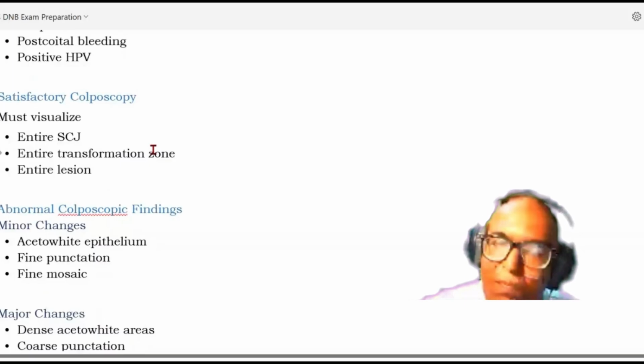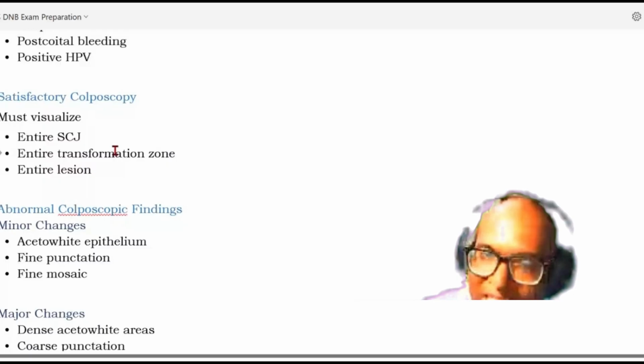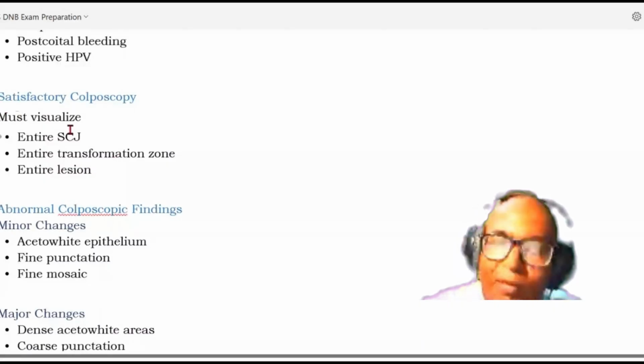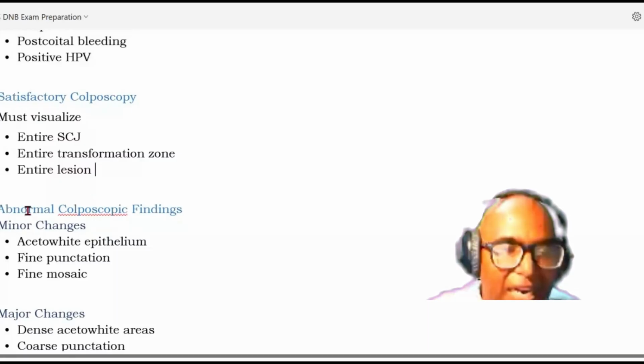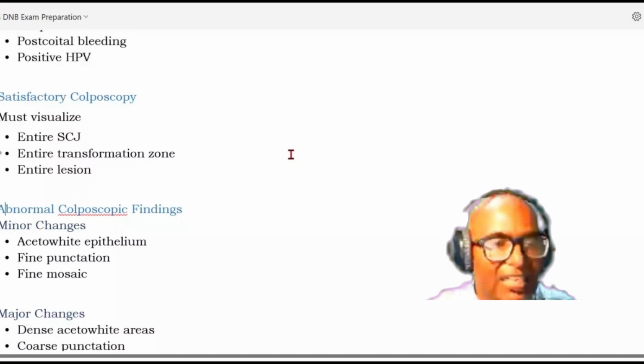If part of the lesion is inside, not visible, then this is not a satisfactory colposcopy. So to say that your colposcopy is satisfactory, you should be able to visualize the entire squamocolumnar junction, the entire transformation zone, and the entire lesion. Then what are the abnormal colposcopic findings? They are divided into two: minor changes and major changes.